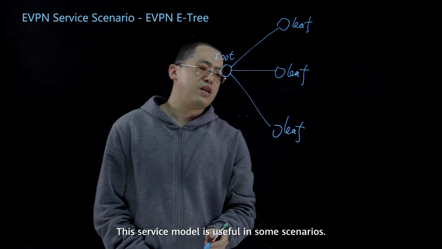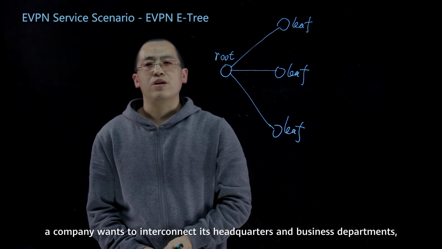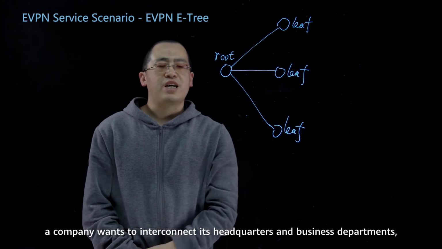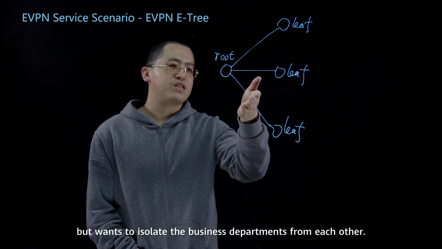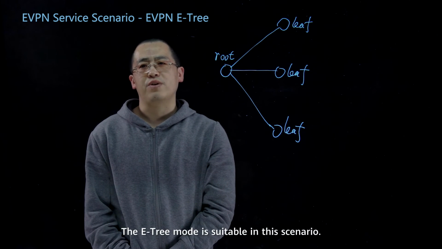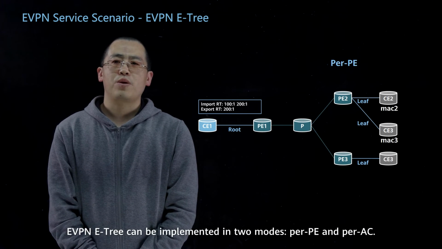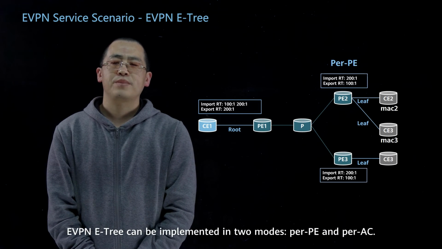This service model is useful in some scenarios. For example, a company wants to interconnect its headquarters and business departments, but wants to isolate the business departments from each other. The E-tree mode is suitable in this scenario. EVPN E-tree can be implemented in 2 modes, per PE and per AC.